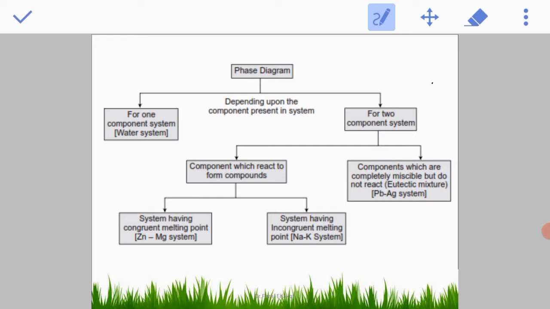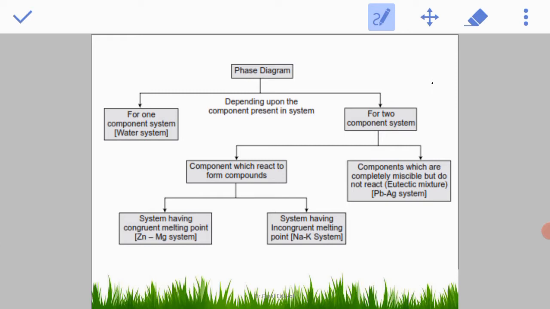So when there are two components, the phase diagram could be classified as: the components do react with each other, or the components do not react with each other. When they do not react, there is a mixture, what we call a eutectic mixture. The components are completely miscible but do not react. The best example is the silver lead system. Eutectic mixture means, you know there is a term called depression in freezing point when you add some impurity to a solvent. At higher temperature, lead and silver could also be liquid.